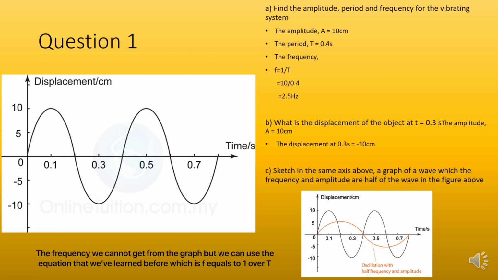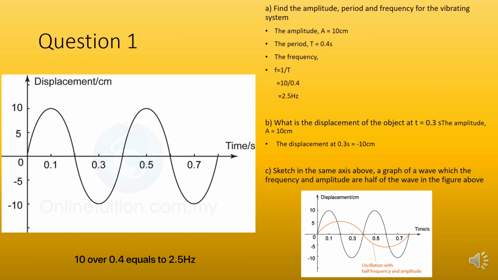So the frequency we cannot get from the graph, but we can use the equation that we have learned before, which is f equals 1 over T, 1 over 0.4 equals 2.5 Hz. It's very easy. So next, B.